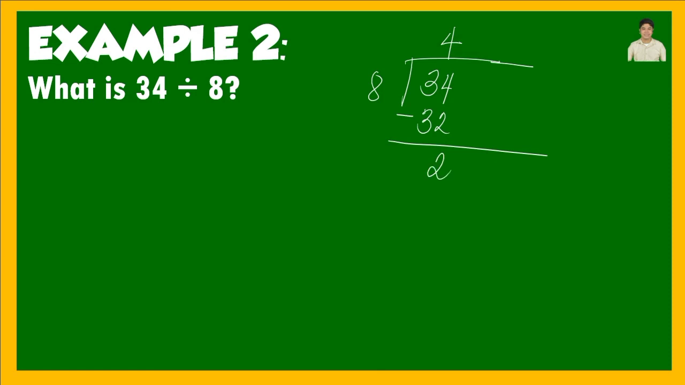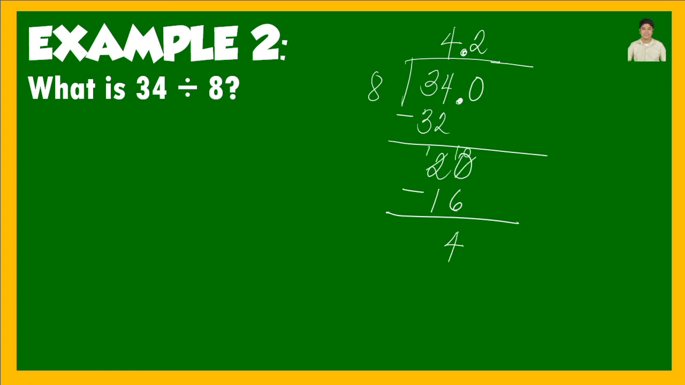3 minus 3, 0. Now, 2 divided by 8 cannot be, so we'll add decimal point, and then naka-align, syempre, and then we'll add 0. So, magiging 20 siya niyan. 20 divided by 8, we have 2. 2 times 8, 16. 20 minus 16, we have 4. So, 4. So, ito magiging 10.